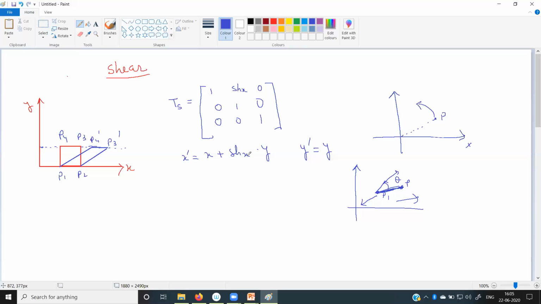In my next class, I will discuss different problems. So I will show you some mathematical problems based on all this 2D transformation. And I will show you how the composite transformation works, how we need to solve the problem with the help of the composite transformation, and how we can solve it.